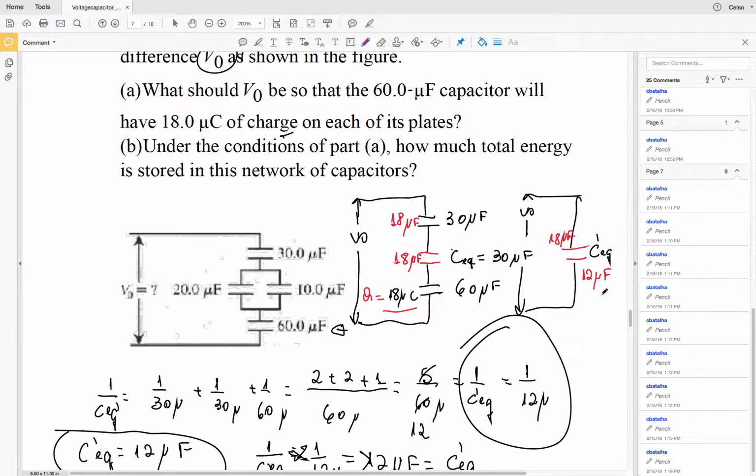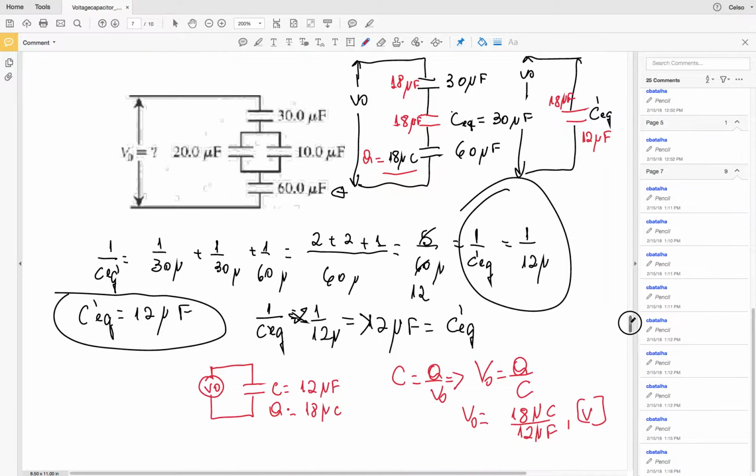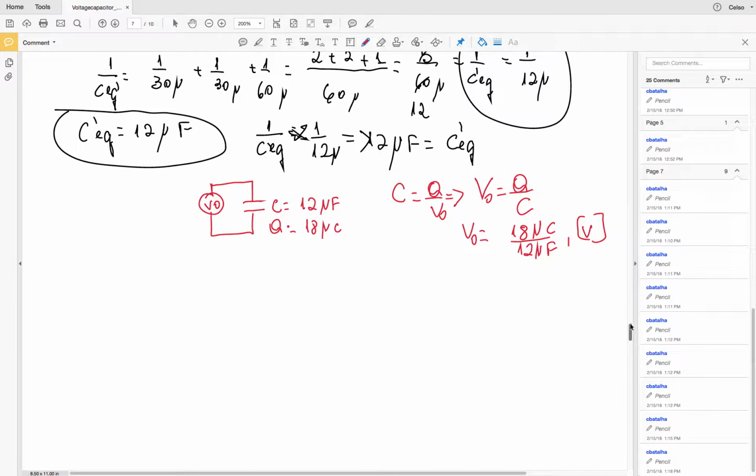B, under the conditions of part A, how much total energy is stored in this network of capacitors? Well, I didn't cover that yet. Since I don't cover it, don't need to worry about it. But the energy is equal to half CV squared. It's an equation. Okay?